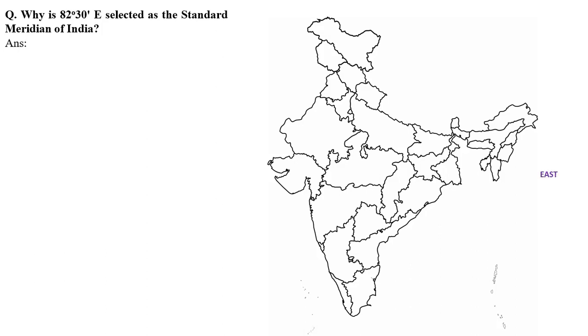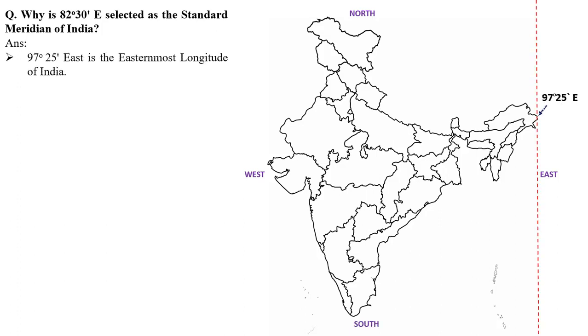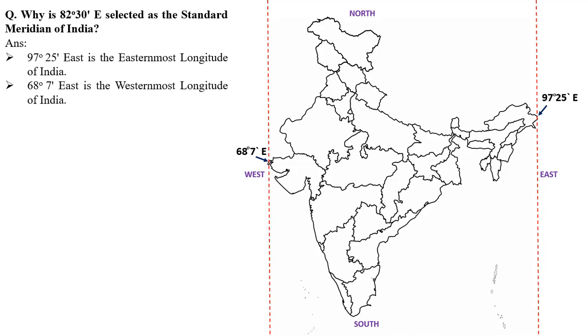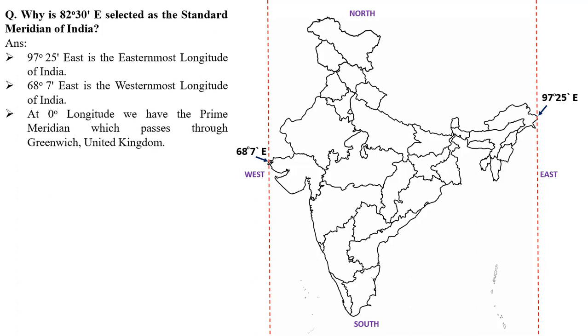Yes, we need to understand all the four sides: east, west, north and south. This is the easternmost longitude. 97° 25' east is the easternmost longitude of India. And towards the west side, if we see, 68° 7' east is the westernmost longitude of India. At 0° longitude, we have the Prime Meridian, which passes through Greenwich, UK.